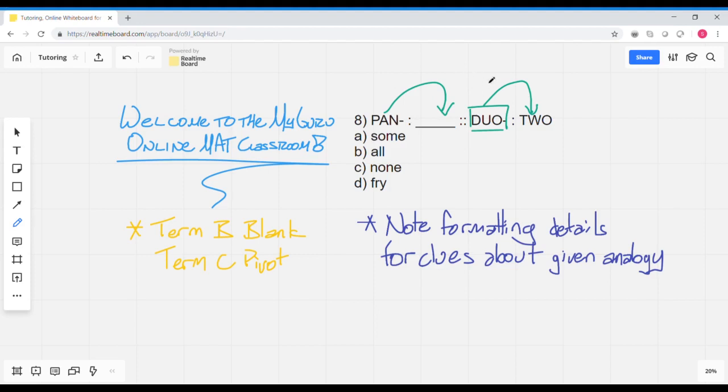And duo is, in fact, the prefix meaning "two." And so we know that pan has to be the prefix meaning something.